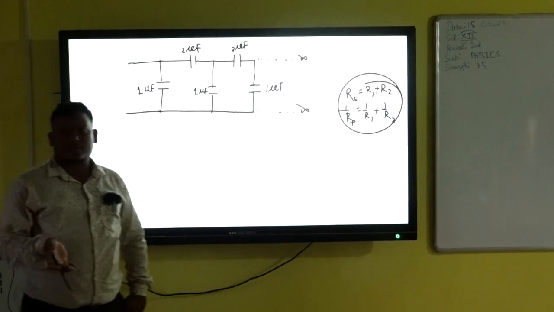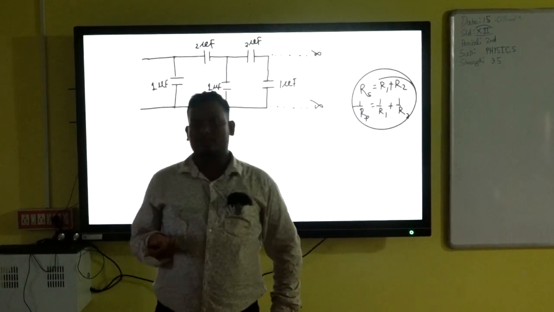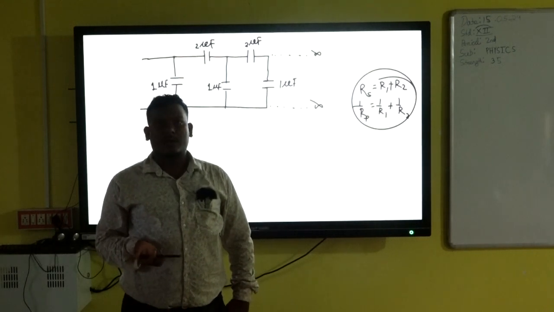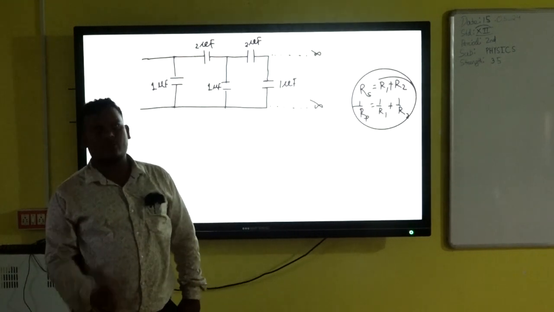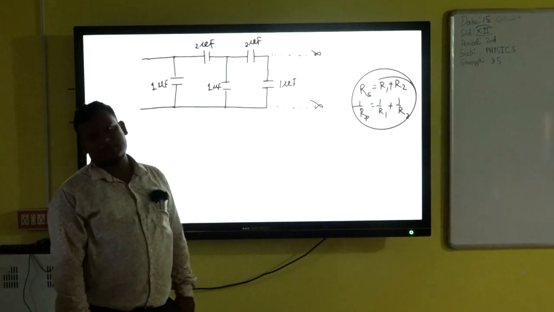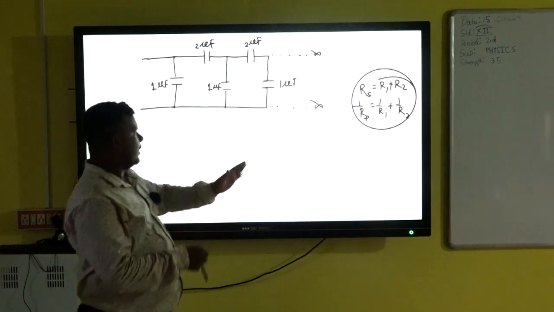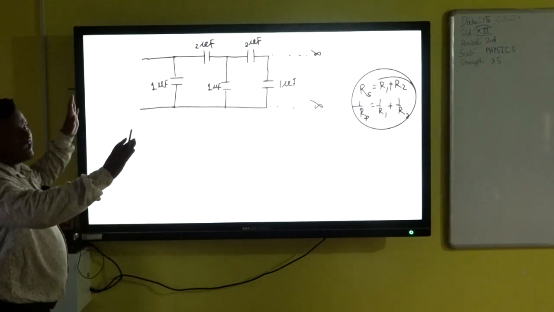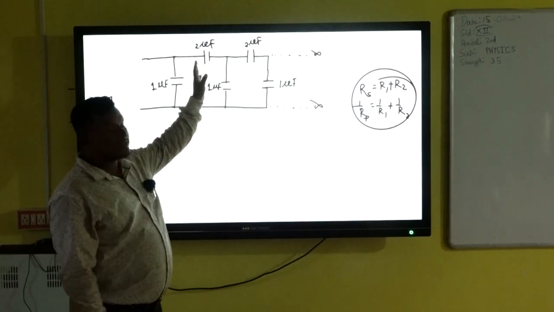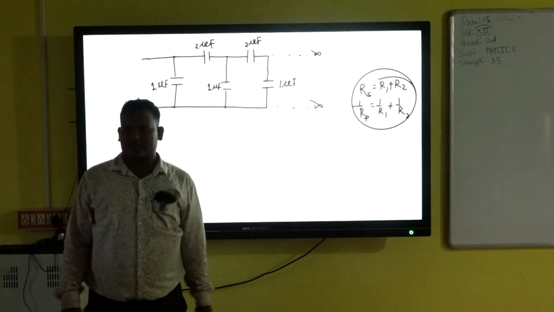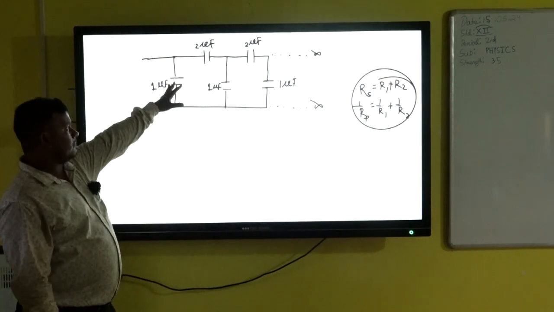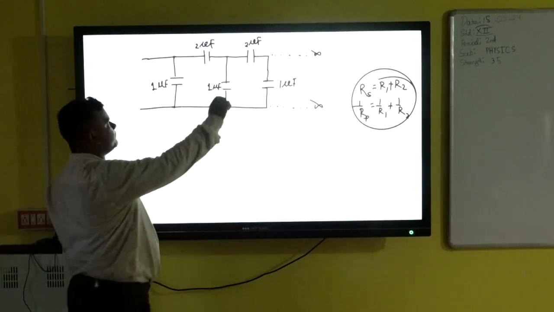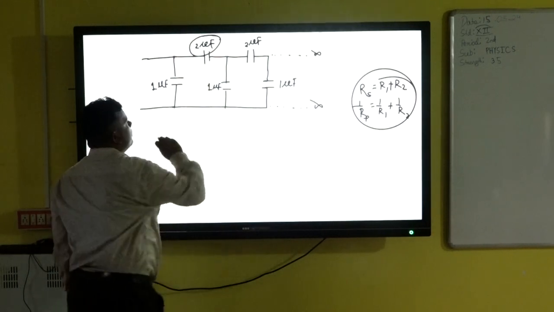Okay, for small circuits you can use the formula: Cs equal to C1 plus C2, 1 by Cs equal to 1 by C1 plus 1 by C2, and for parallel Cp equal to C1 plus C2. But for an infinite circuit, what is the method? It is an infinite circuit and it has a huge number of capacitors. So in entrance exams you do not have to calculate this. The direct answer will be 2 microfarad.